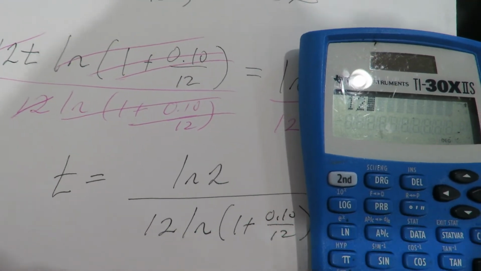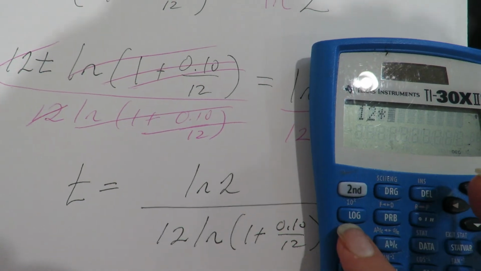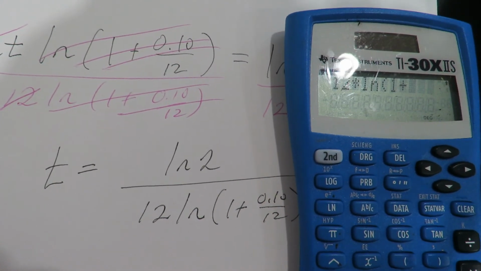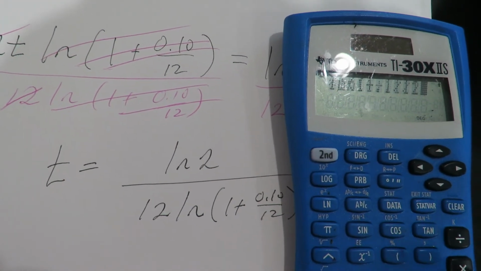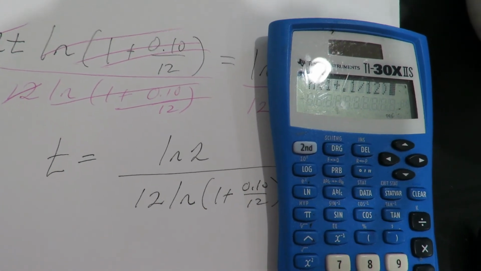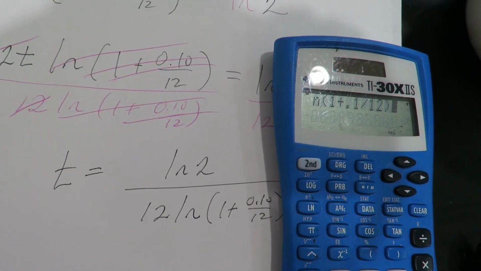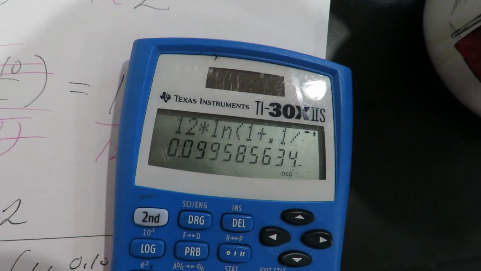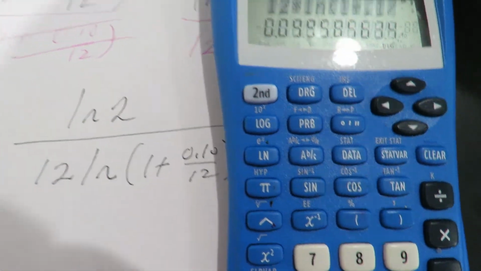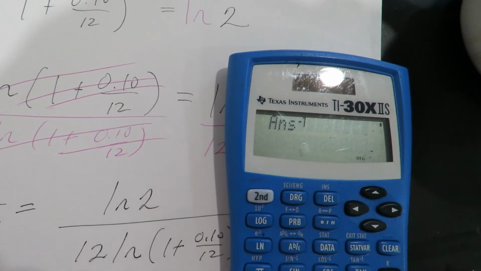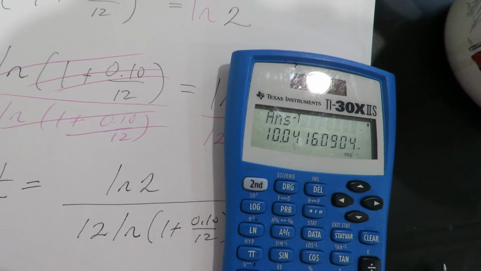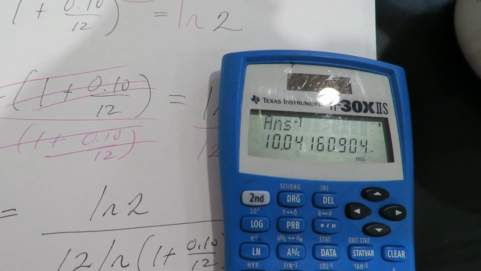So 12 times ln of 1 plus 0.10 divided by 12. Okay, you don't need to put the 0 on the 0.10 because 0.1 is the same. All right, now I'm finding the answer for the bottom, which is that. Now this key right here will flip it to the bottom. So I'm going to hit this. I'm going to flip the answer down. All right, so that's what it looks like in the bottom.